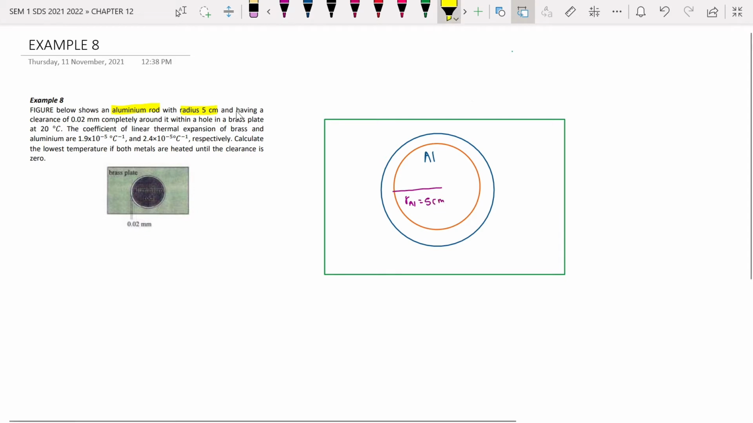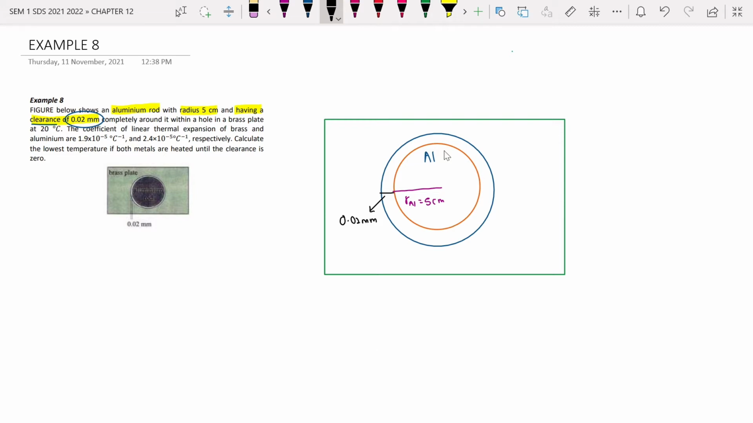Having a clearance of 0.02 millimeter. What does it mean by clearance? Okay, clearance is like a gap, space. Dia ada space, ruang kosong. That's what it meant by clearance. So the clearance here is here. So the clearance is 0.02 millimeter. Completely around it within a hole in a brass plate.